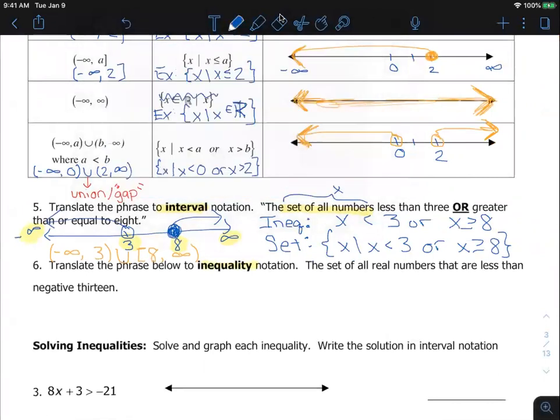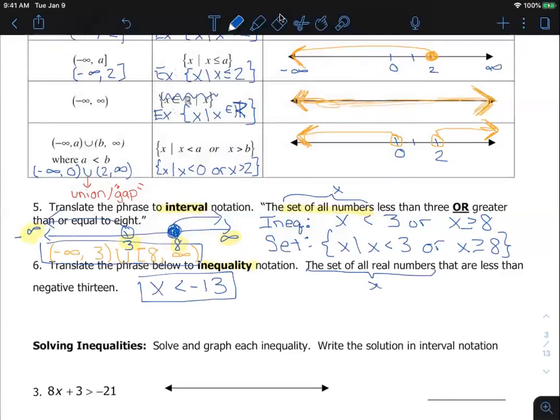So let's take a look. The set of all numbers, we already talked about when it says the set of all numbers, it's talking about x. So x that is less than negative 13. So that's your answer. That's the inequality notation. I'm going to box my answer above. So that's your inequality notation.